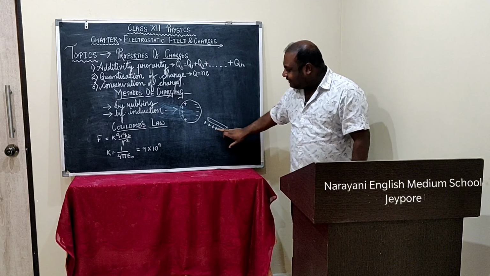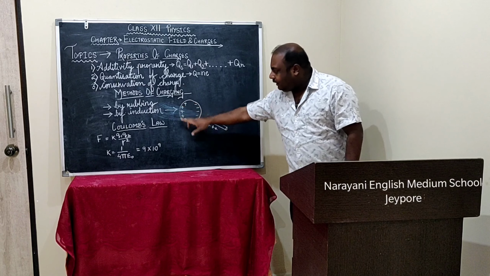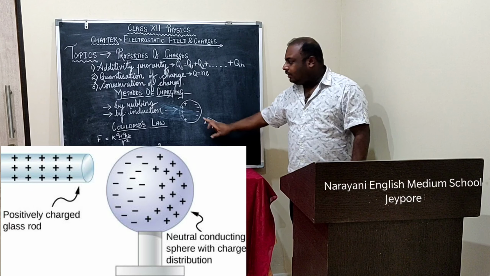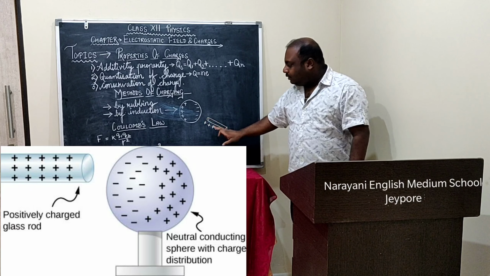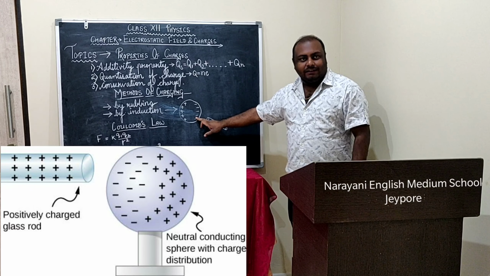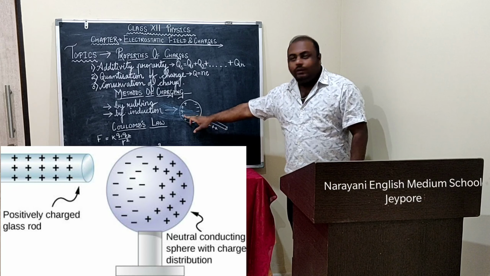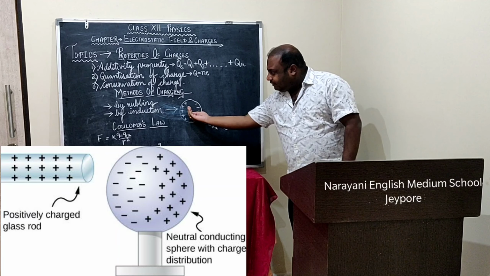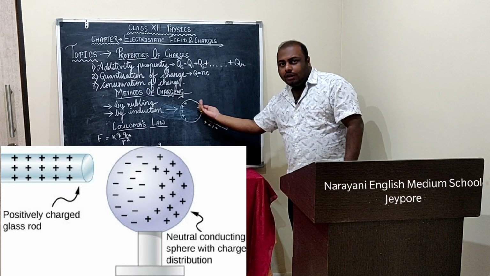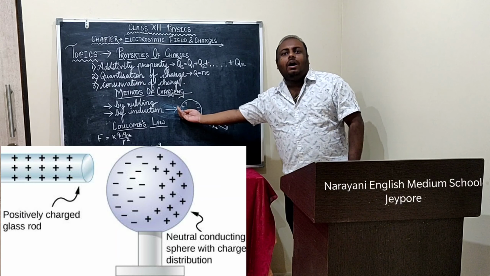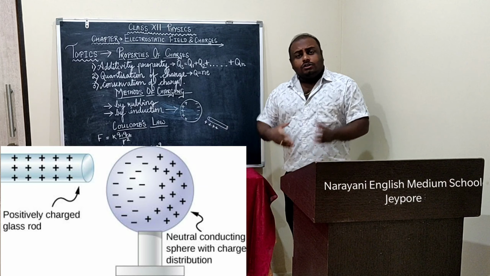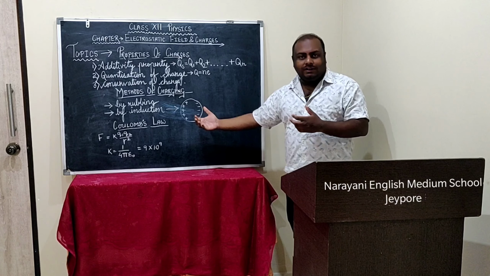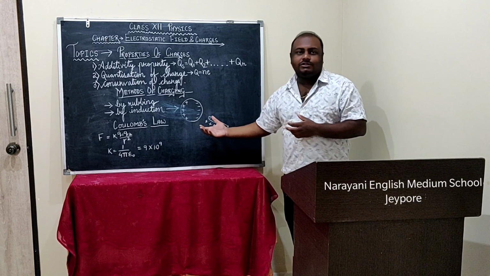Charges can easily move inside a conductor. So when we bring a charged body near to a conductor, in this case a positive glass rod near to a sphere, the positive glass rod will attract the negative charges and repel the positive charges present in the sphere. So the negative charges are going to come towards the glass rod and the positive charges are going to go away from the glass rod. So this is a process of charging without bringing two bodies in contact with each other. So this is the process of induction.